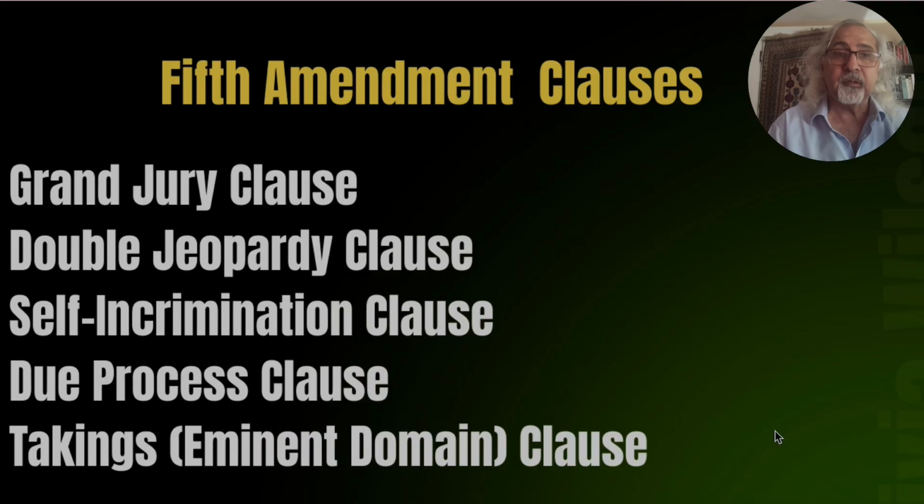Due process clause, of course, is that everyone has the right to due process of the law. No one can be just lifted off the streets and put in prison, even though we are doing that these days, under the ICE and all. But everyone has the fundamental right of due process of the law. And takings clause, which is the last part of the Fifth Amendment, that is the eminent domain. When the government comes and says, we need your house, you must sell it to us, that cannot be done unless a just compensation is offered. Okay, so this is the Fifth Amendment.